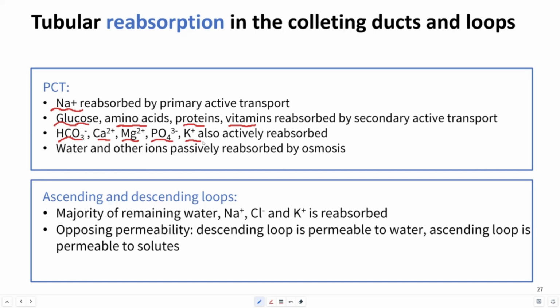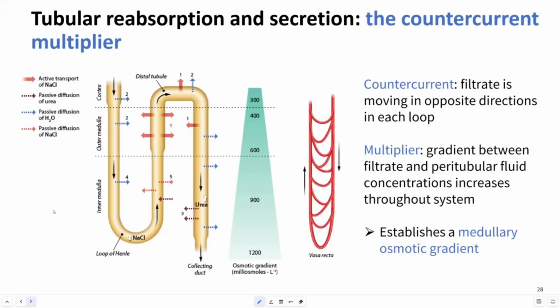As you transition down to the descending and ascending limbs, most of the remaining water, including sodium, chloride, and potassium, is then reabsorbed. However, there is a unique difference between the descending limb and the ascending limb. The descending limb is permeable to water, so water can go through. However, the ascending limb is not permeable to water, but permeable to solutes. The nephron loop: a positive feedback mechanism occurs whereby the tubular fluid reverses direction as it moves through the descending and ascending limbs of the nephron loop. And because of that, it increases the salt concentration within the interstitial fluid. This is referred to as the countercurrent multiplier effect.